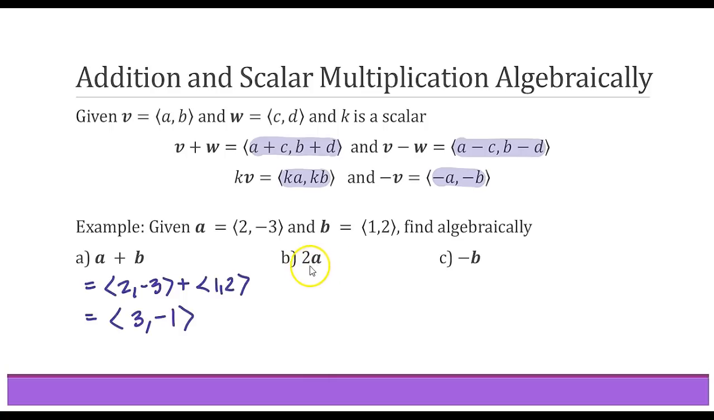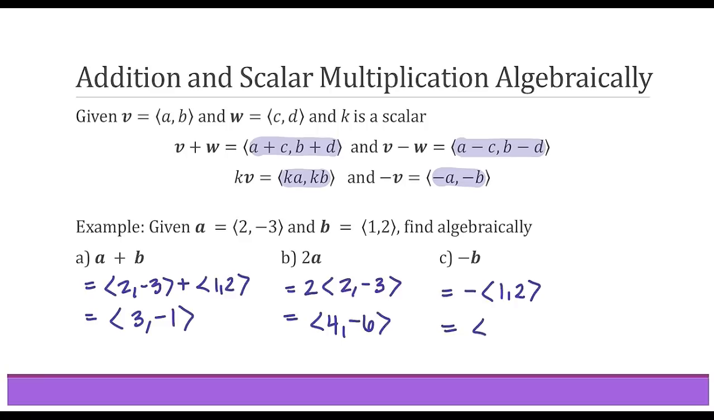If I have 2 times the vector A, that's 2 times the vector <2, -3>, and that 2 gets multiplied to each component, so we have <4, -6>. And then finally we can go ahead and think about -B, so that negative would apply to my position vector <1, 2> and become <-1, -2>.